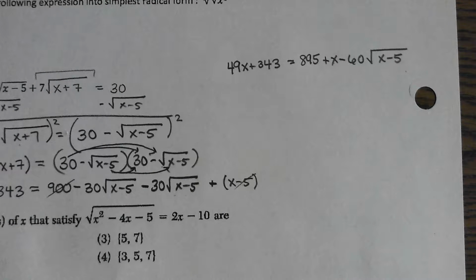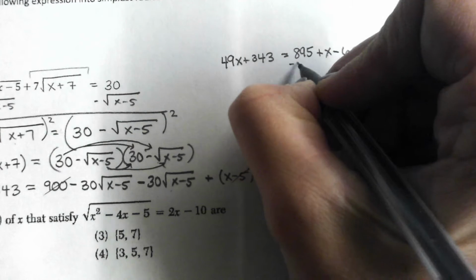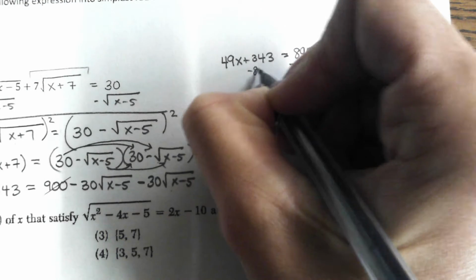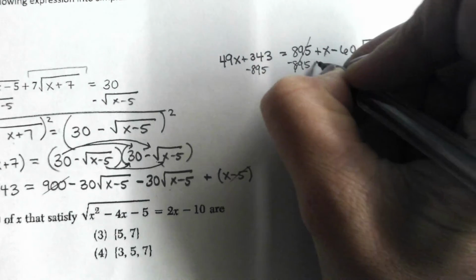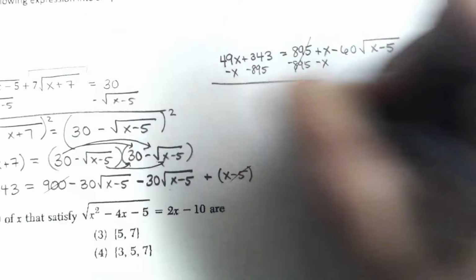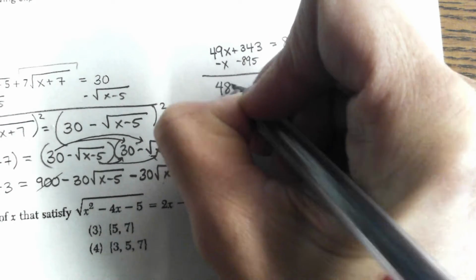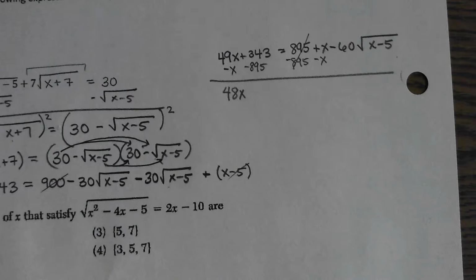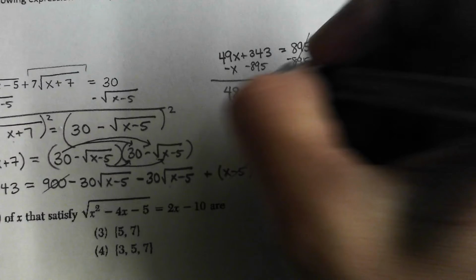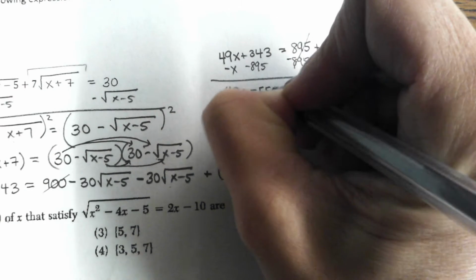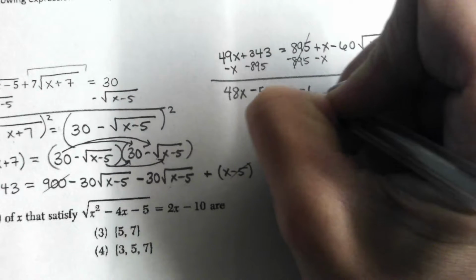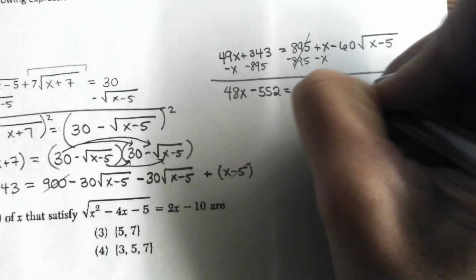And so while one of the radicals canceled, both of them did not. So I essentially restart the whole process. Isolate the radical, square both sides. So I'm going to subtract this 895 over. I'm going to subtract this x over. So now I only have 48 x's minus 552 equals negative 60 root x minus 5.